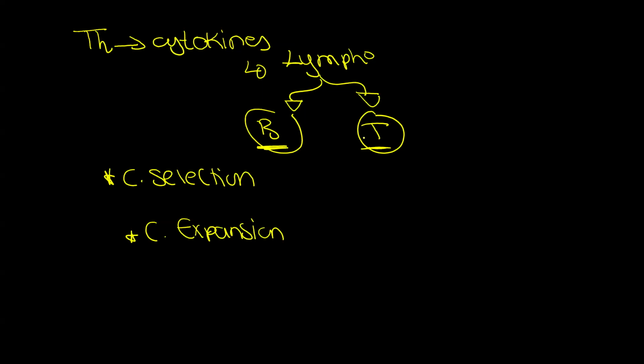Okay, that's it. So here you will mention clonal selection and just mention a sentence that a specific B or T lymphocyte will be selected that has a complementary receptor, complementary to the antigen. Finished. And then clonal expansion.